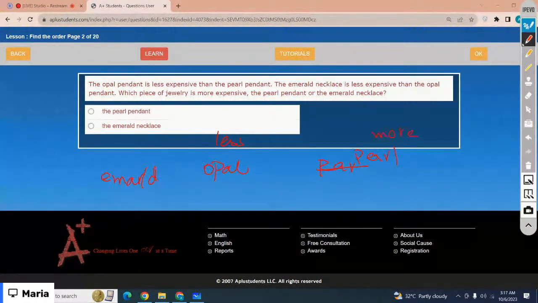The question is which piece of jewelry is more expensive, the pearl pendant or the emerald pendant? Which is the correct option?